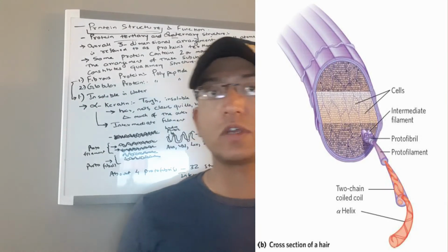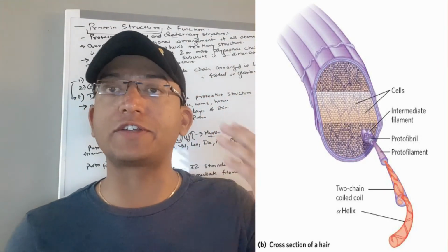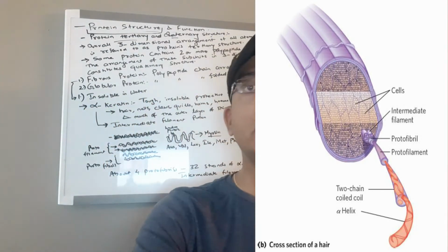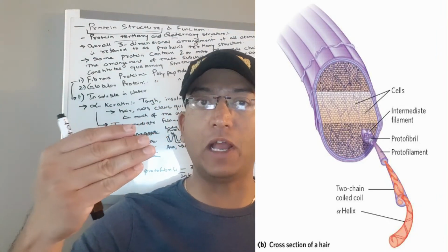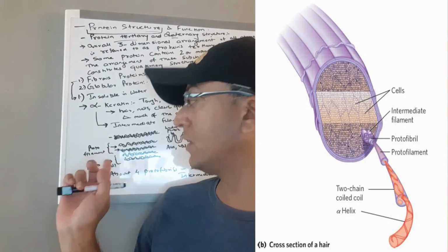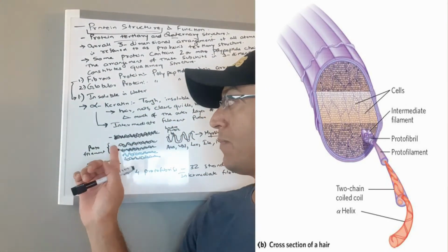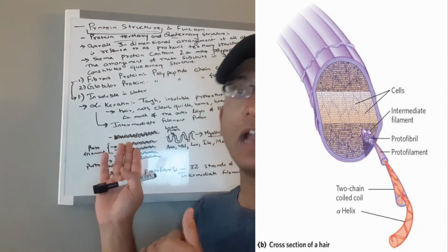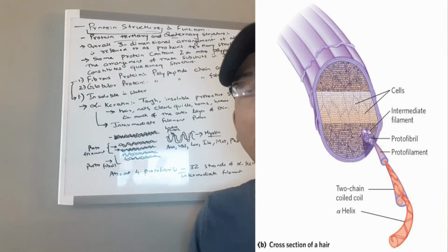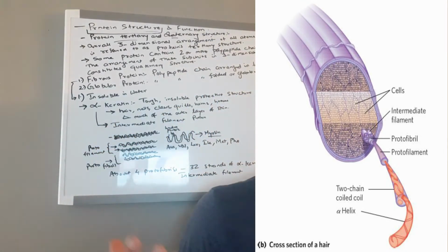So that shows a structure, or cross section, of a hair, and you can see in that cross section there is a cell, and then that's an intermediate filament. Then there is the protofibril that we talked about. Then there is the protofilament, and from the protofilament there is this two coiled alpha helix structure of the alpha keratin. So this is how it is done.